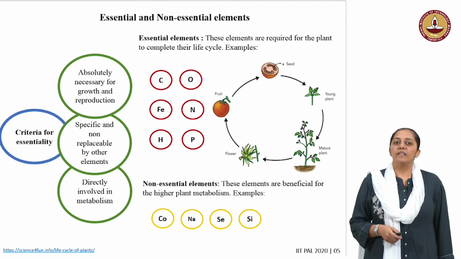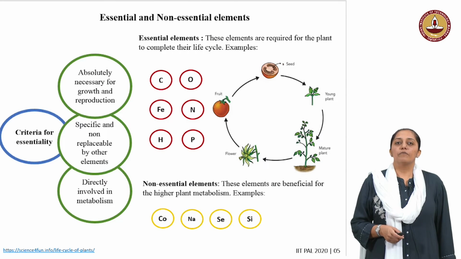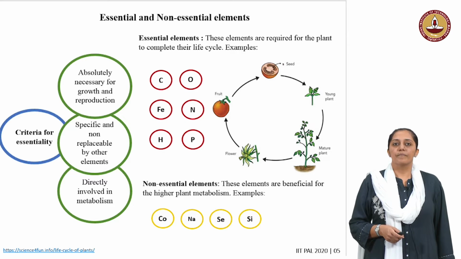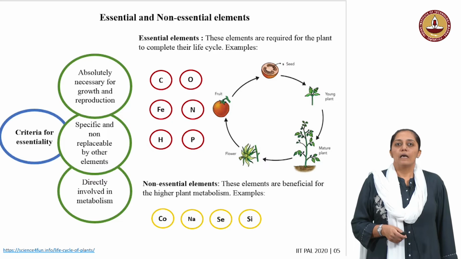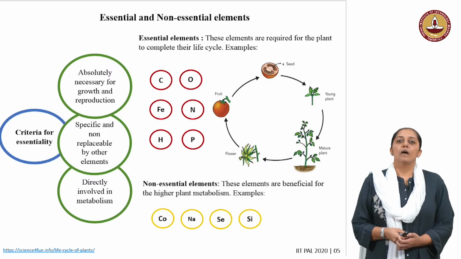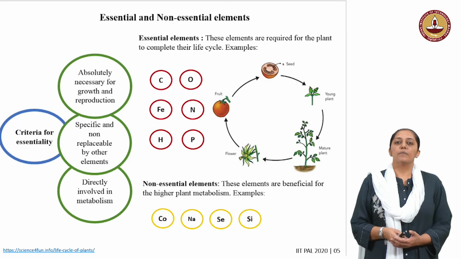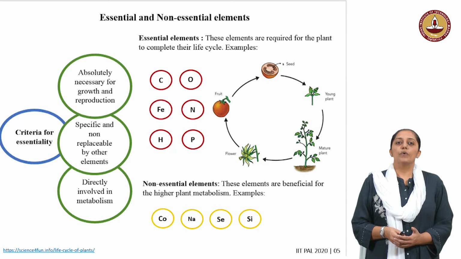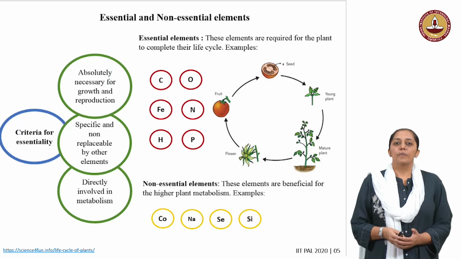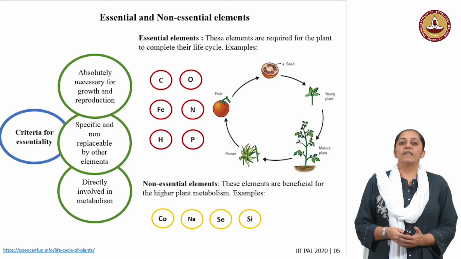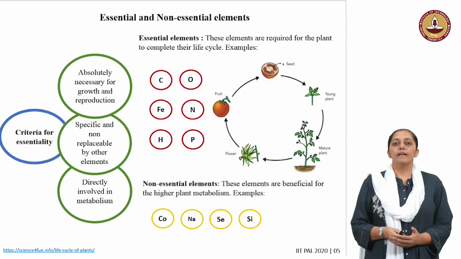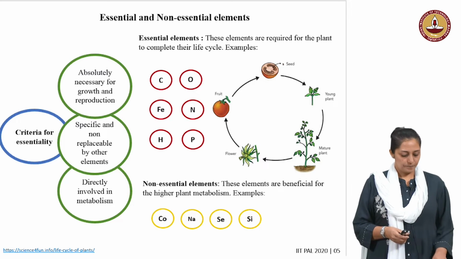Higher plants means the plants which have a well defined vascular system, including the xylem and the phloem, and higher plant metabolism here. So, just to give you an example of how some of these non-essential elements are involved in higher plant metabolism, selenium has been reported to help the plant cope with stress by the enhancement of the activity of antioxidant enzymes.